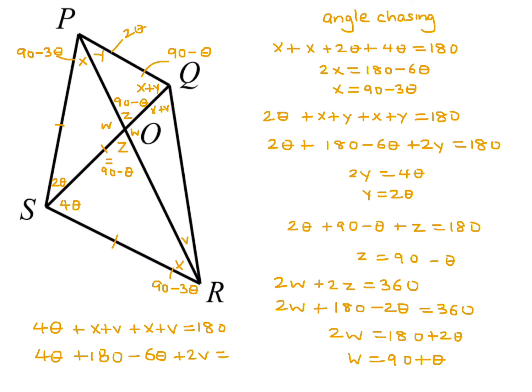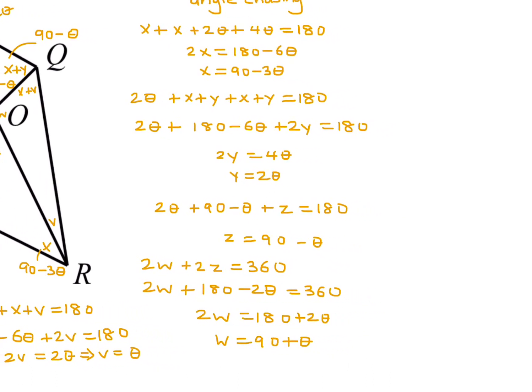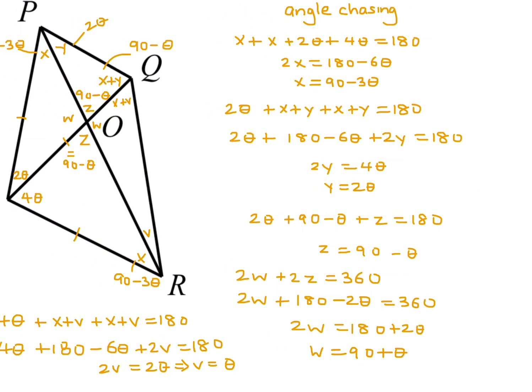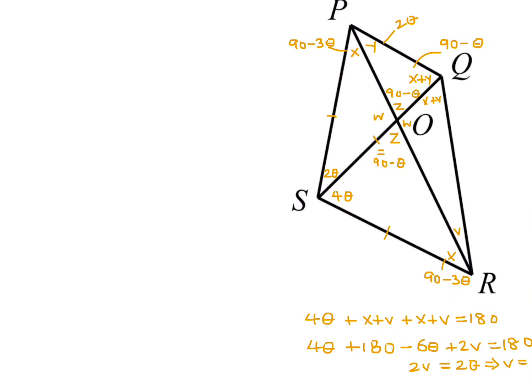Plus 2v is 180. So that looks like 2v is going to be equal to 2 theta, and therefore v is equal to theta. All right, that's a pretty good result. So I think I have them all, and we'll just make a list now of all my angles. Let's just keep the diagram in the picture here because I've got to use it.